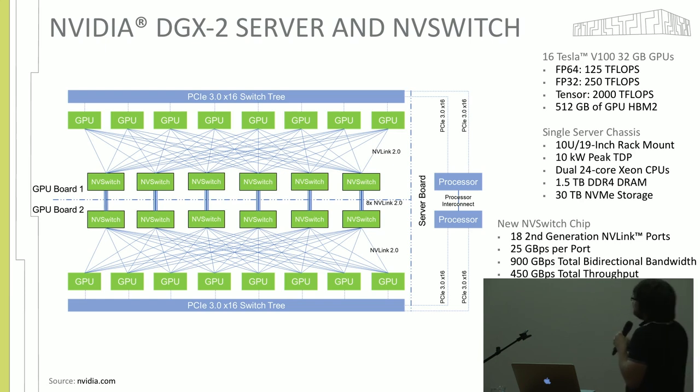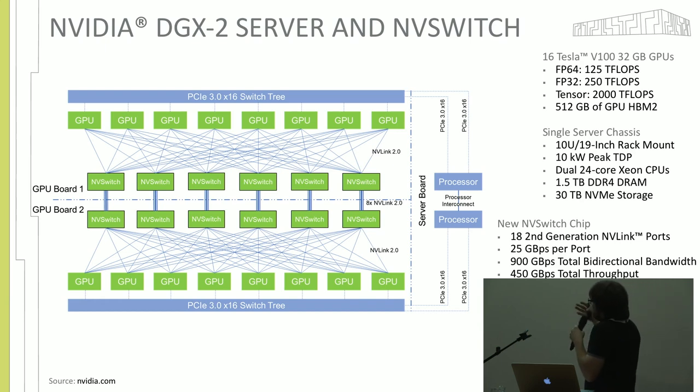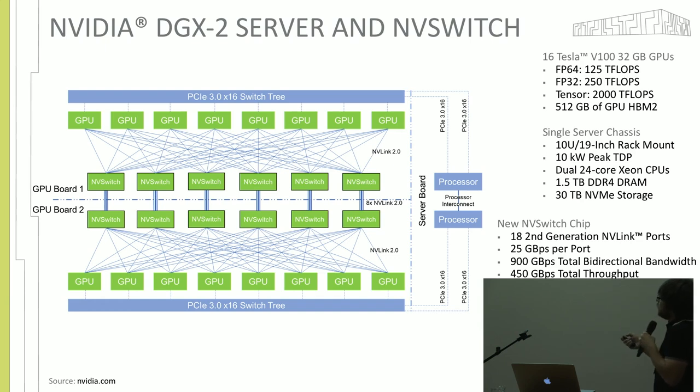The other thing is that each GPU has 6 links, and if you want to transfer data from one GPU to another GPU, you can simply use all 6 links, and you have the full potential, full bandwidth, full performance of data transfer between the GPUs.